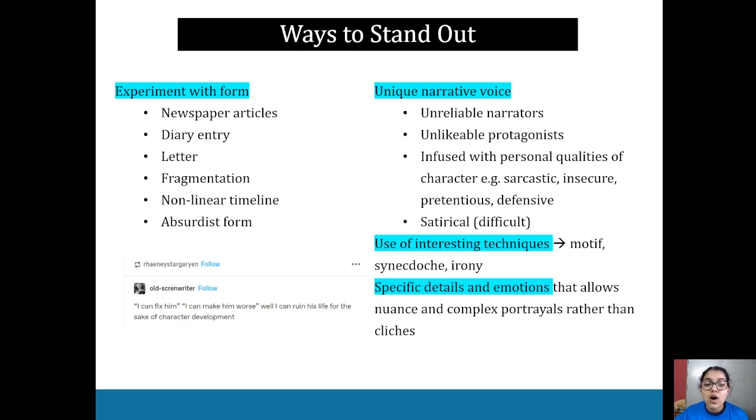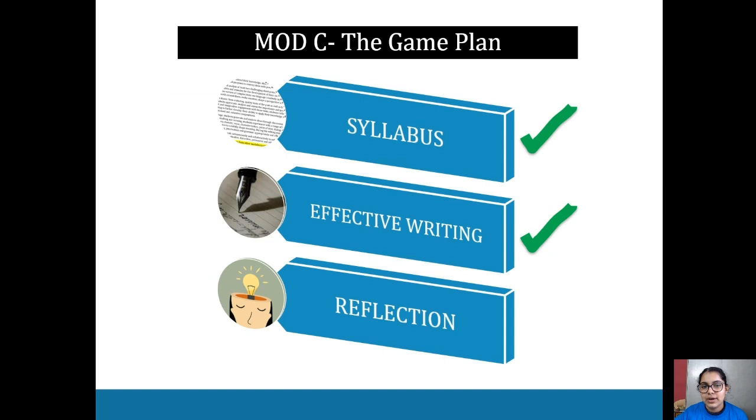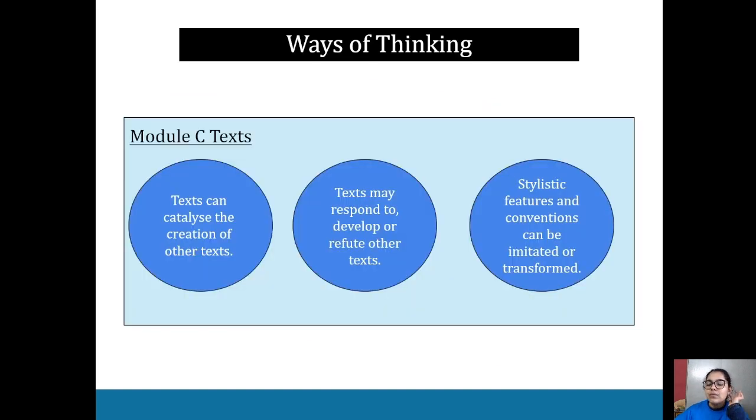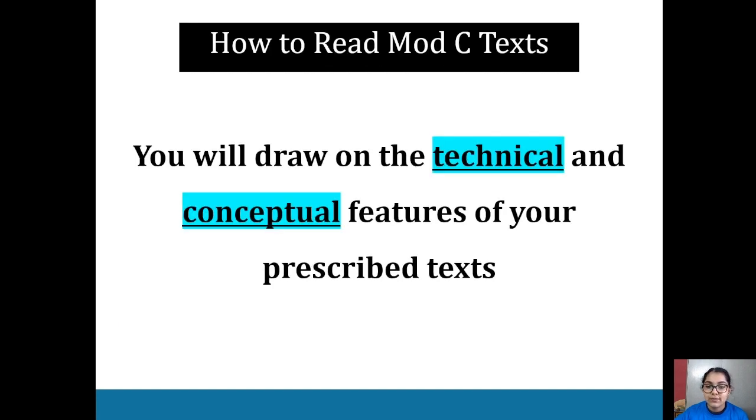Now, use of interesting techniques, and you also want to have specific details and emotions that allow nuance and complexity to be portrayed. Now, reflection. So Module C, reflections. Remember, text can catalyze the creation of text. Text may respond to, develop, or refute other texts, and stylistic features and conventions can be imitated or transformed. So you'll draw on the technical and conceptual features of your prescribed text.